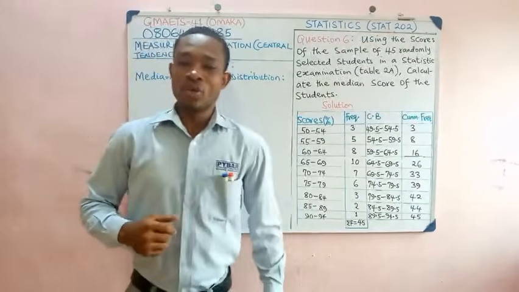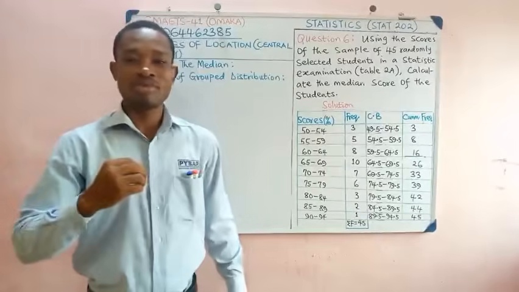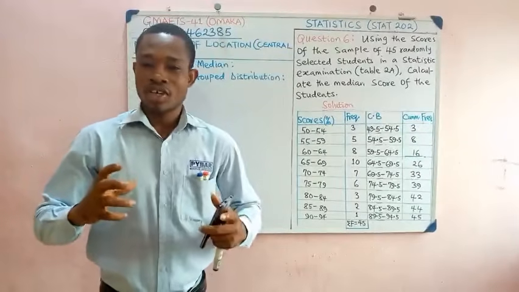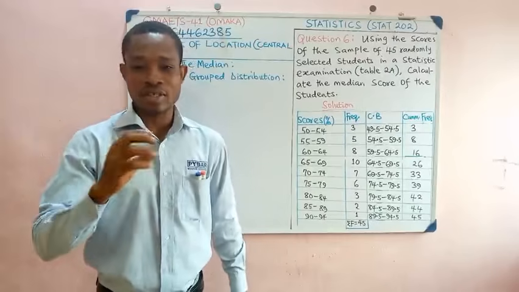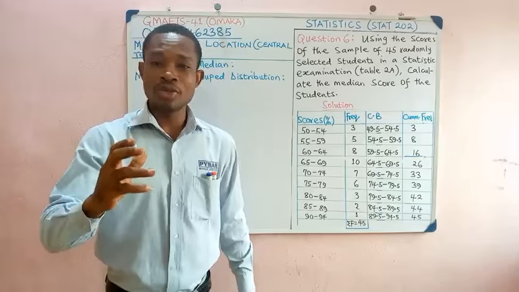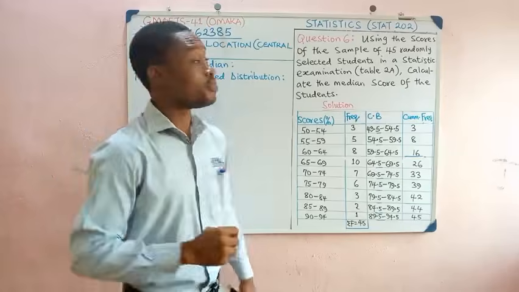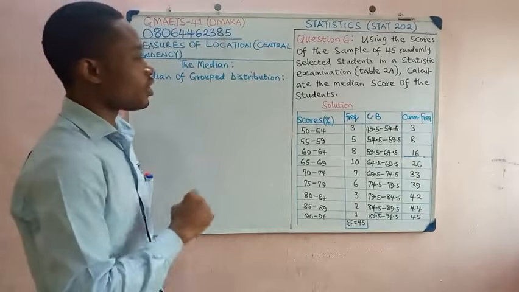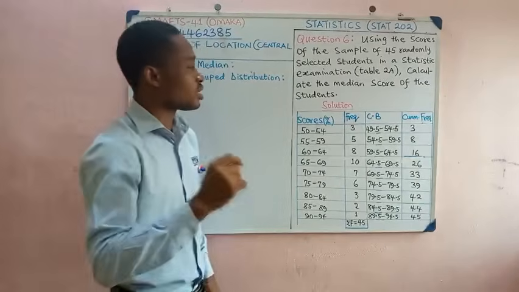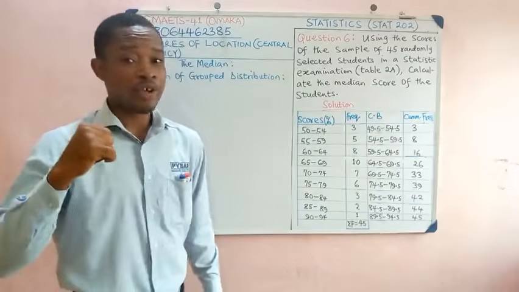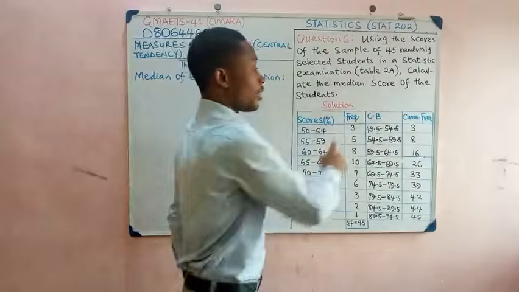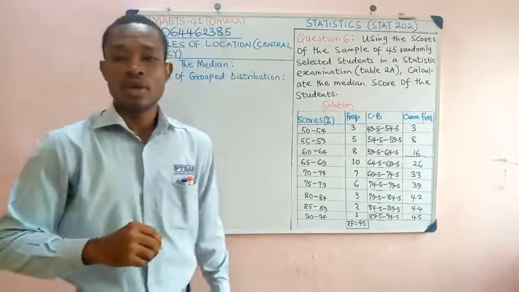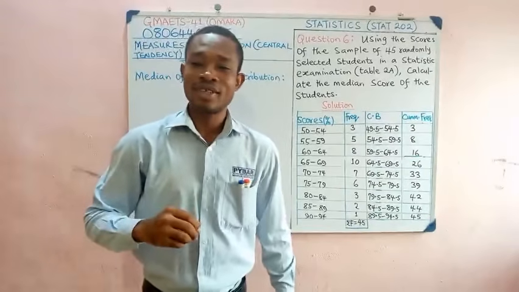In this video, we are going to attempt to obtain the median of the scores of some students that sat for statistics examination. We are going to use the formula method to obtain the median. Look at the question here on the board. Using the scores of the sample of 45 randomly selected students in a statistics examination, reference was made to table 2A. Calculate the median score of the students. Okay, so how do we solve this problem?